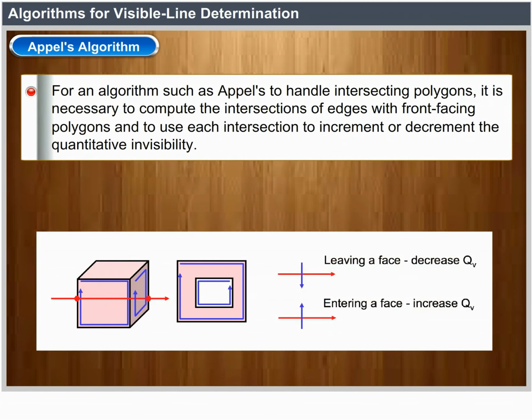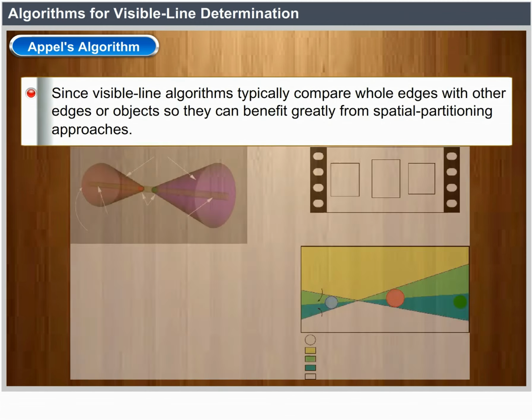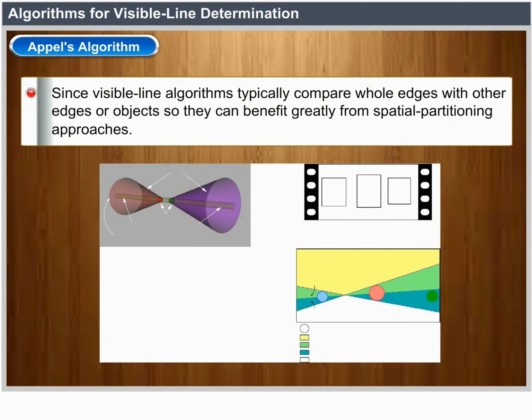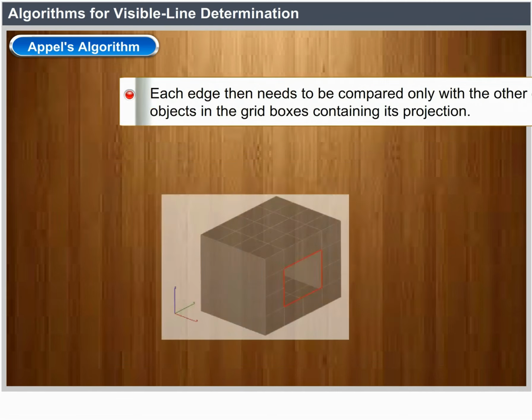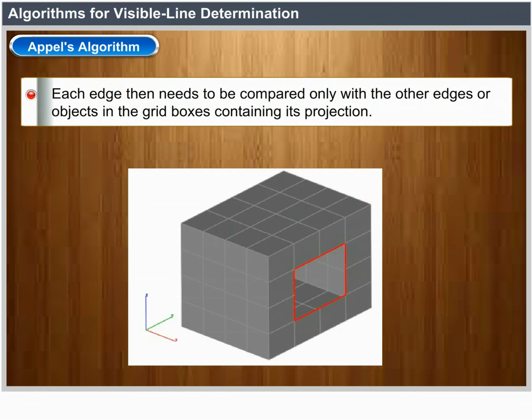For an algorithm such as Appel's to handle intersecting polygons, it is necessary to compute the intersections of an edge with front-facing polygons and to use each such intersection to increment or decrement the quantitative invisibility. Since visible line algorithms typically compare whole edges with other edges or objects, they can benefit greatly from spatial partitioning approaches. Each edge then needs to be compared with only the other edges or objects in the grid boxes containing its projection.